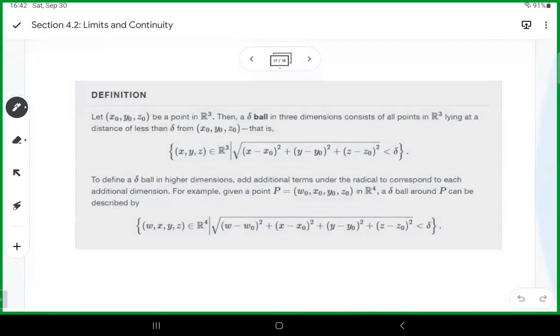All right, so one more definition and one more example, and we are done until Tuesday, though I do recommend you watch videos and do your homework between now and then. All right, so the definition says if we let x sub 0, y sub 0, z sub 0 be a point in R cubed, then a delta ball in 3 dimensions consists of all points in R3 lying at a distance of less than delta from that point. That is given the following domain.